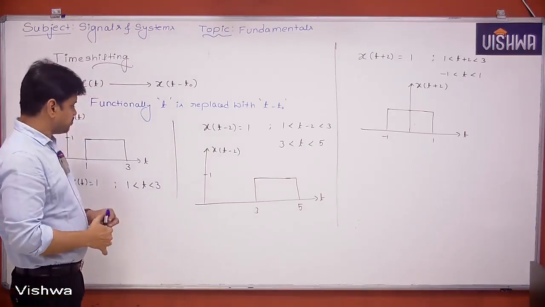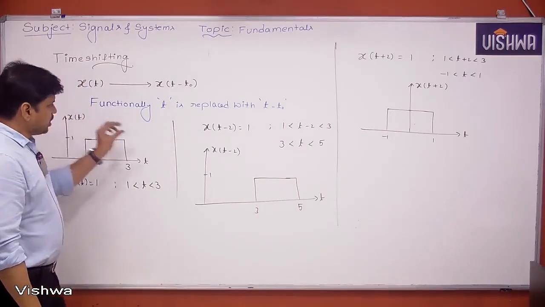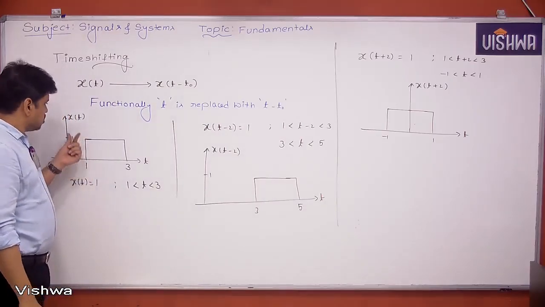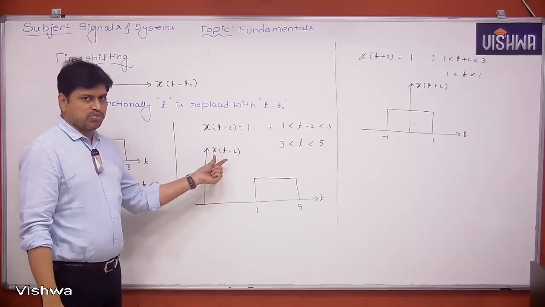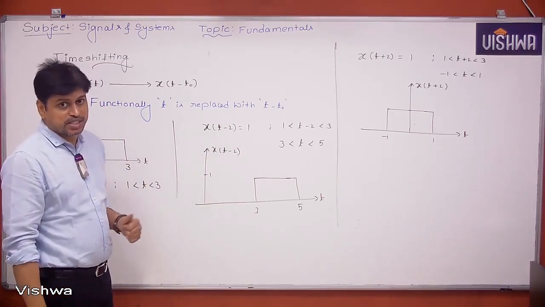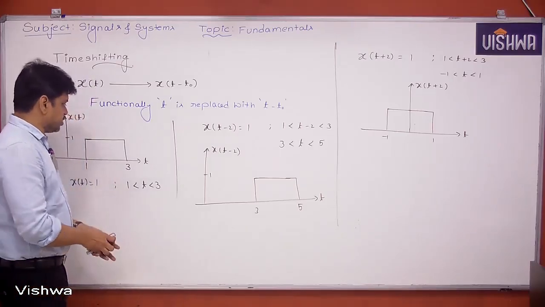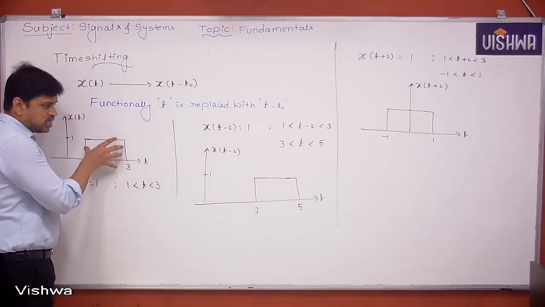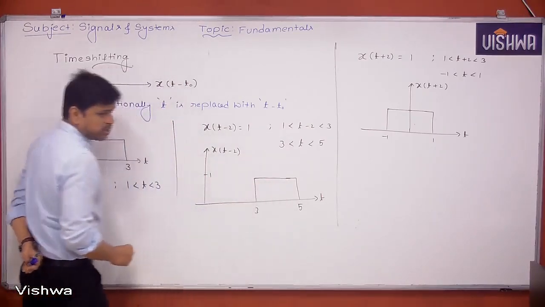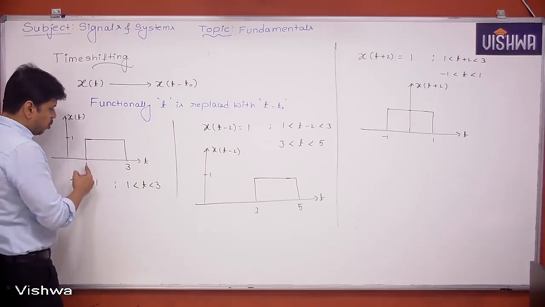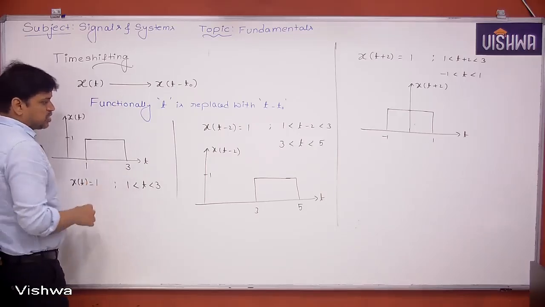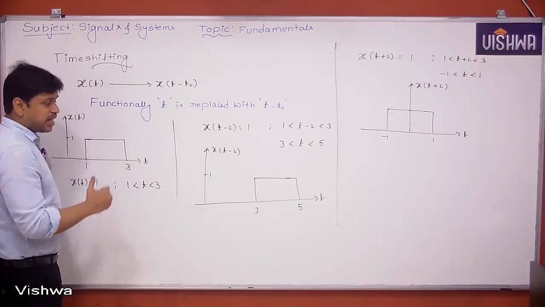So listen here. X of t minus 2, x of t plus 2. What exactly is happening here? From x of t to x of t minus 2, functionally, what are the changes we have done? T is replaced with t minus 2. That is the functional change. Graphically, what is happening here? The waveform is shifted rightwards by 2 units. That means 1 goes to 3, 3 goes to 5. This is shifted rightwards by 2 units, that means a right-hand shift, right side shift.